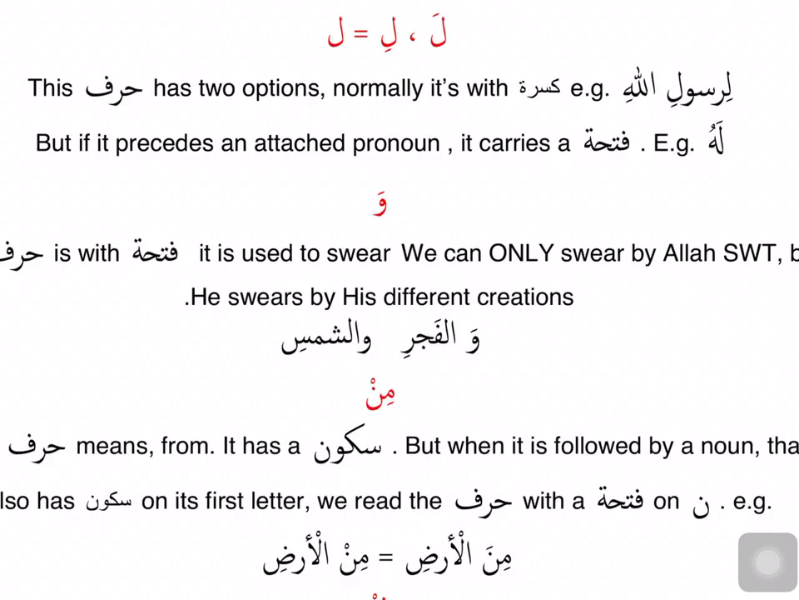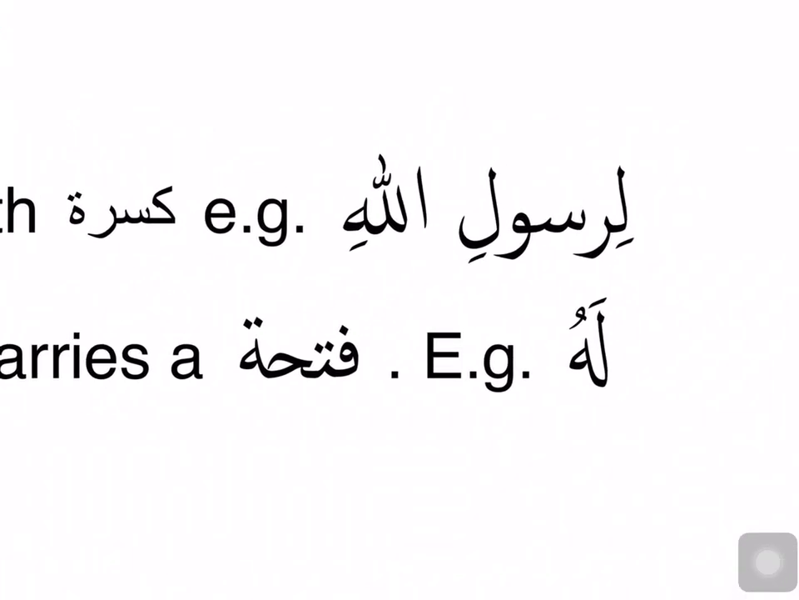Lam is a harf of jar. You can either see it with the kasra li, or you can see it with the fatha la. And we talked about it, but I just wanted to make sure that we understand. This harf has two options. Normally you will see it with the kasra. For instance, this example you see here, li rasulillahi. Lam is the harf of jar. You see a kasra on it, li. That's regularly how it should be.